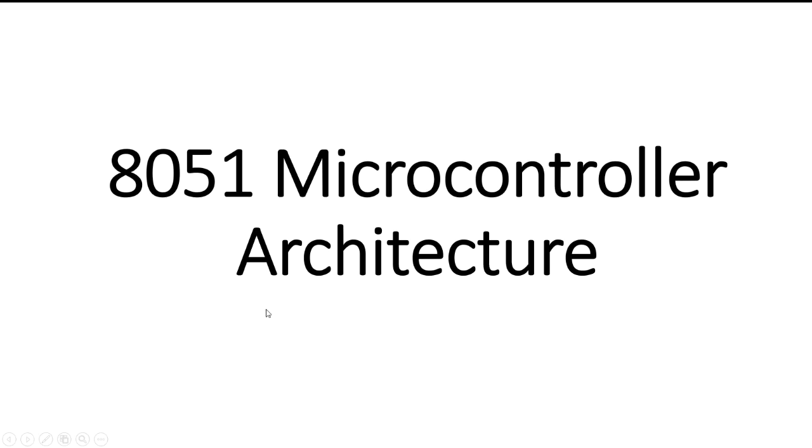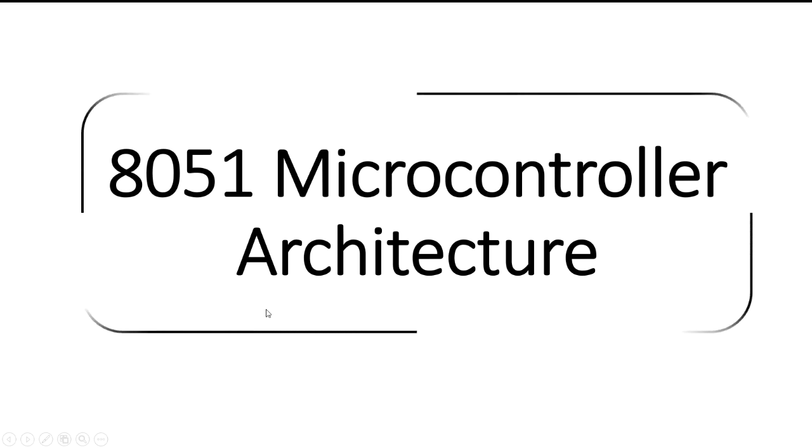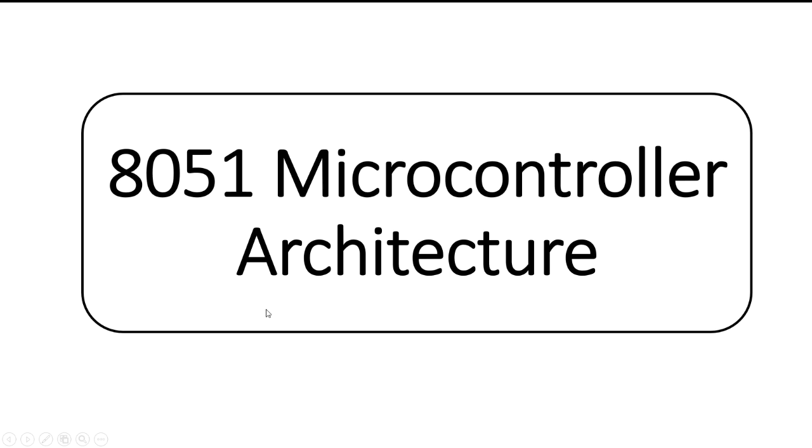Today's topic is 8051 microcontroller architecture. In the previous video, we compared microprocessor and microcontroller. Microprocessor is used for general applications and is used to perform computation and processing of data, whereas microcontroller is used for controlling the environment and used for specific applications. So microcontroller is more powerful than the microprocessor with a limited set of instructions.